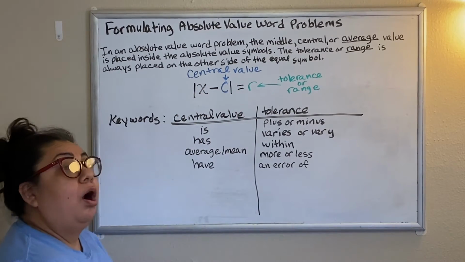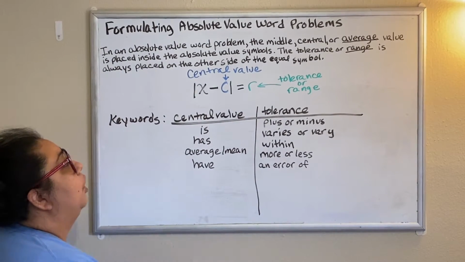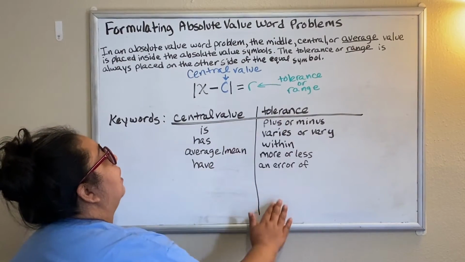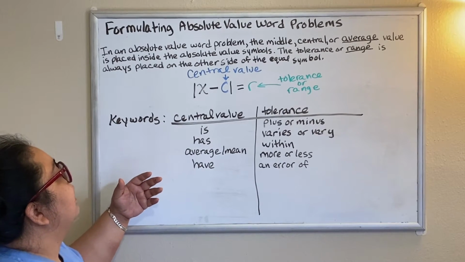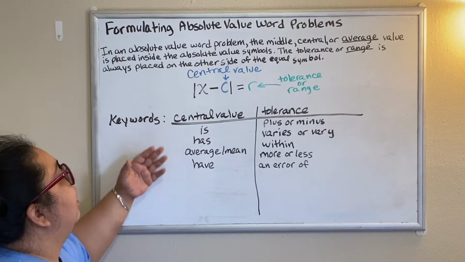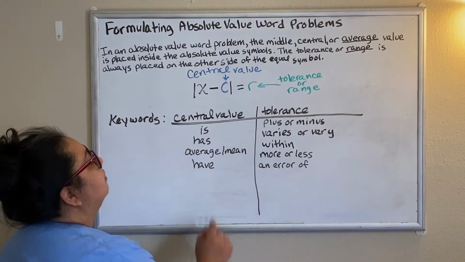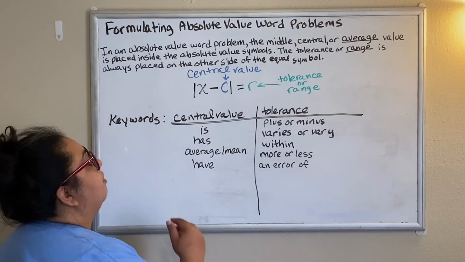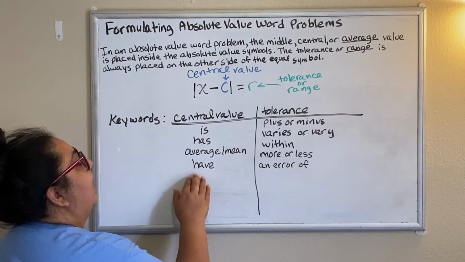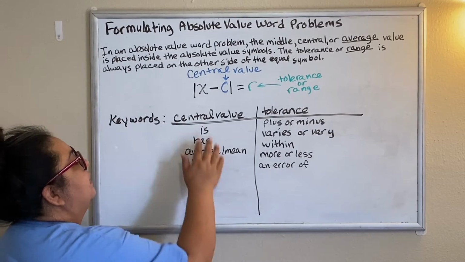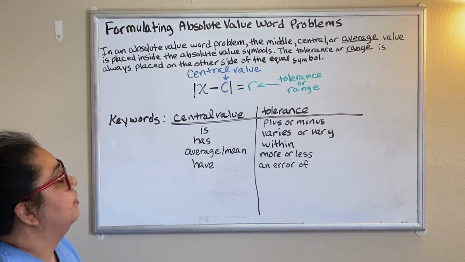Now, because these are word problems, when we're reading them, we need to look for keywords that let us know what is the central value and what is the tolerance or the range. For the central value, it's a little bit harder to determine. You have to really read the context clues. It might tell you it is a value of or has a value of. It's much more clear if it tells you an average of or a mean of, or it might not even say any of these words. You might have to really read the context clues to determine what that central value is.